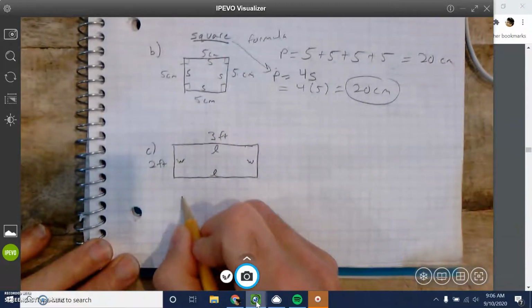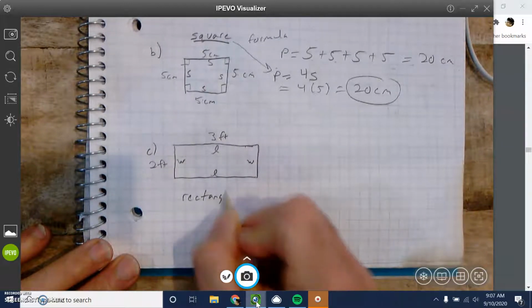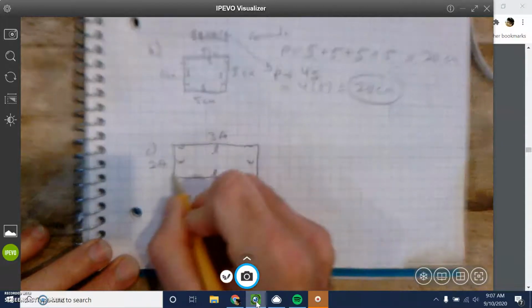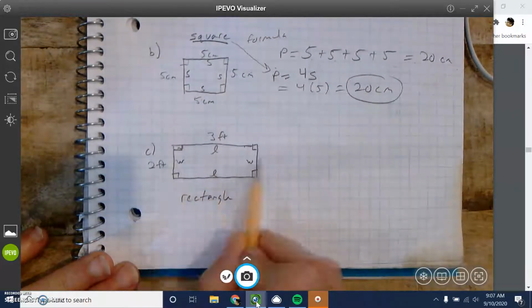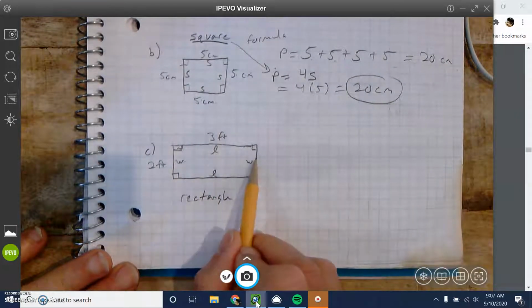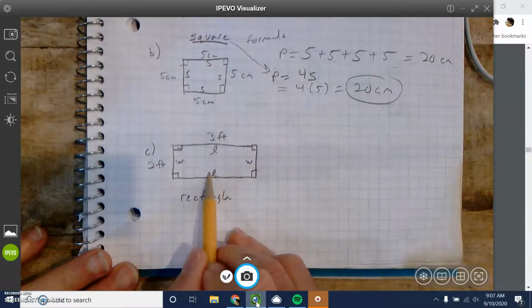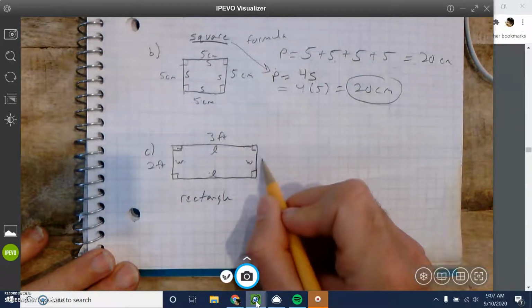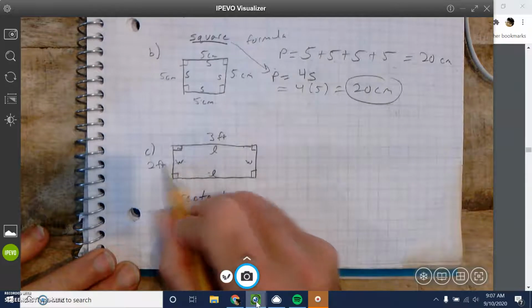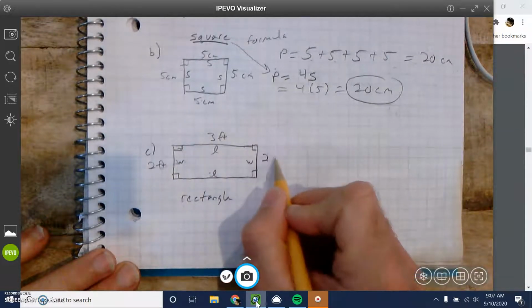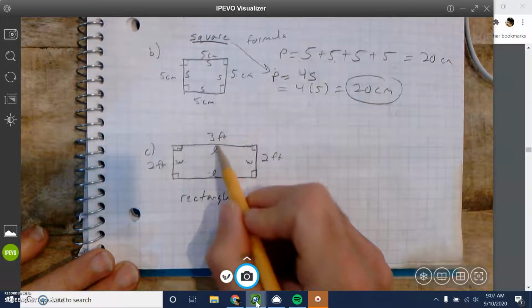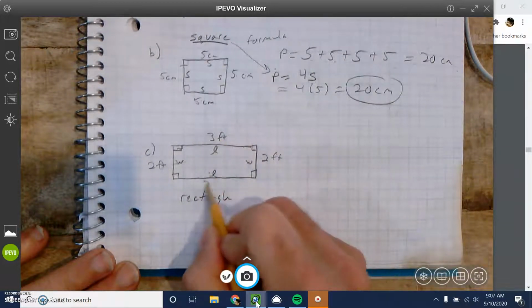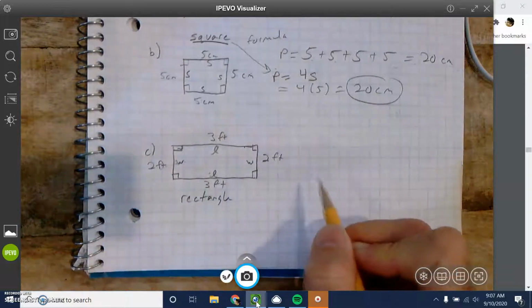C, this is a rectangle. It should have these in it. This is what it wants you to think about. So put these in. So opposite sides are congruent because this is W, this is W. This is L, this is L. So if this is W, which is 2 feet, this width is also 2 feet. If this is 3 feet, the length, that's a cursive L, this is also 3 feet, like that.